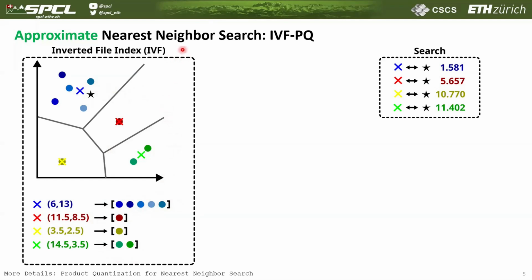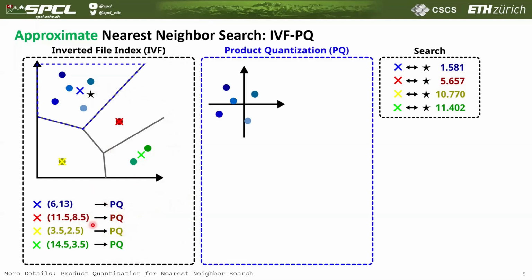And IVF-PQ now goes a step further. Instead of having these lists of points, we replace these lists by so-called product quantizers. Let's, for example, have a look at the product quantizer for this blue cluster over here. The first step that we do is, instead of representing the absolute position of this point with respect to the origin, we only represent the so-called residual distance. This is the distance from the cluster centroid to a respective point. So this graph here only shows the residual distance.